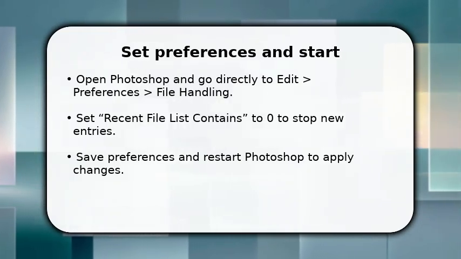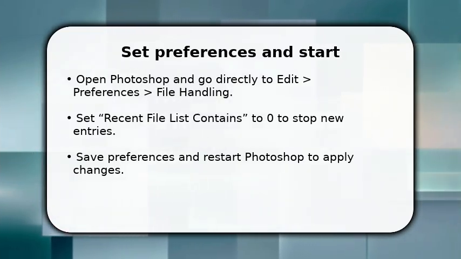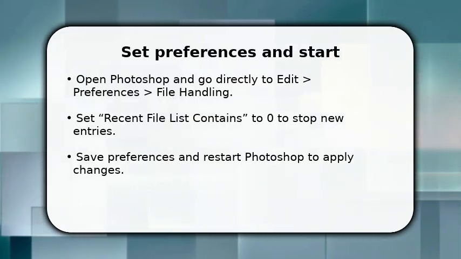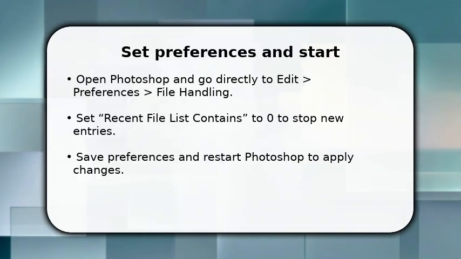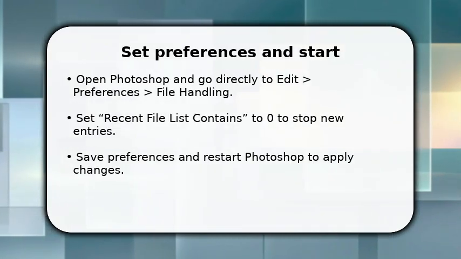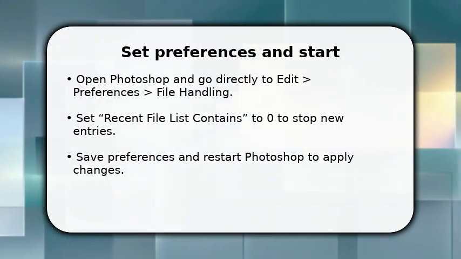Open Photoshop and go to Edit, Preferences, File Handling. Change Recent File List Contains to 0 so Photoshop stops tracking recent photos. This removes the visible list going forward. Once done, click OK and restart the app to force the preference to take effect.